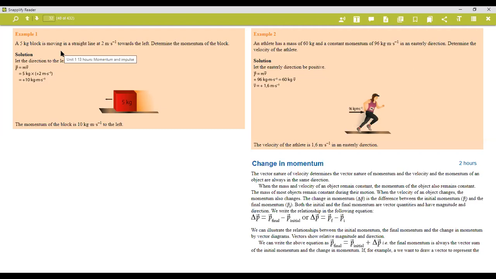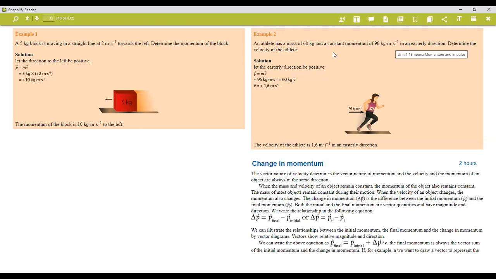Here's another example. An athlete with a mass of 60 kilogram and a constant momentum of 96 kilogram meters per second in an easterly direction. You see why this is momentum. They mention the direction, so you must always make sure you mention it as well. And even velocity, remember velocity is also a vector. It also has direction. That's why they mentioned 2 meters per second towards the left. So always pay attention to that. Even in your answers, it needs to be like that.